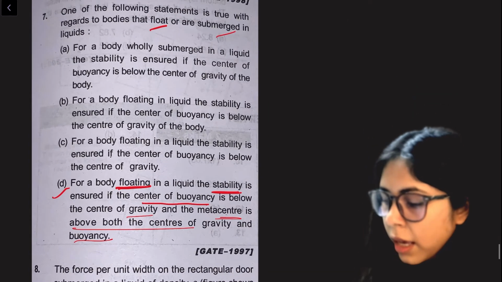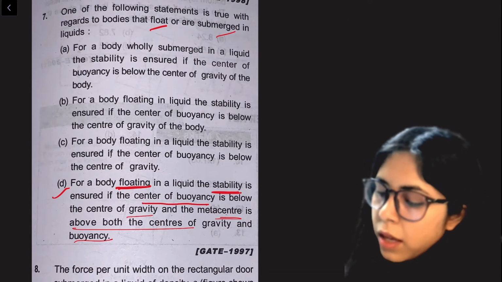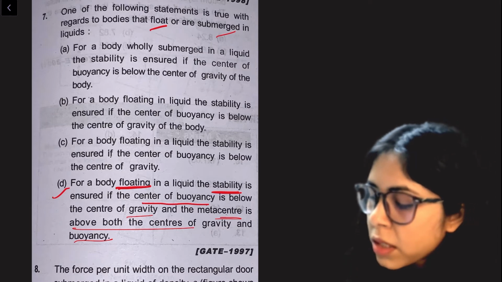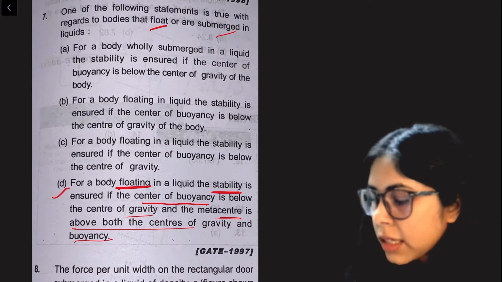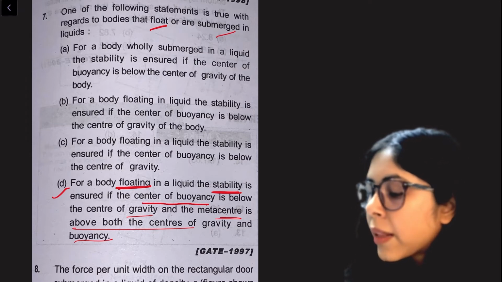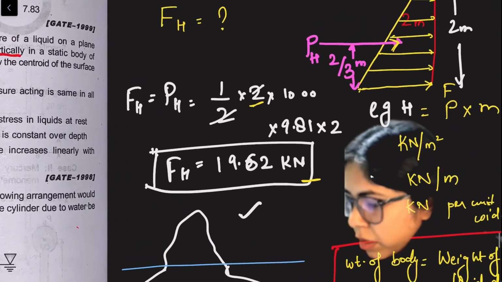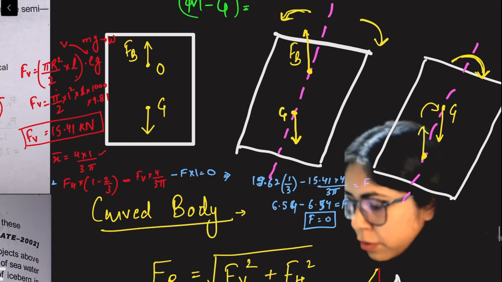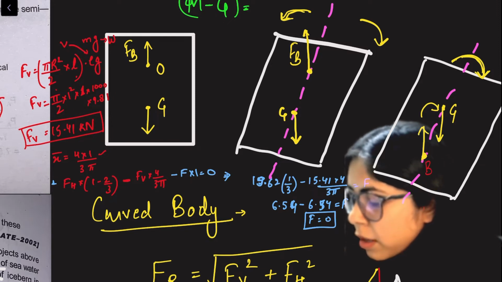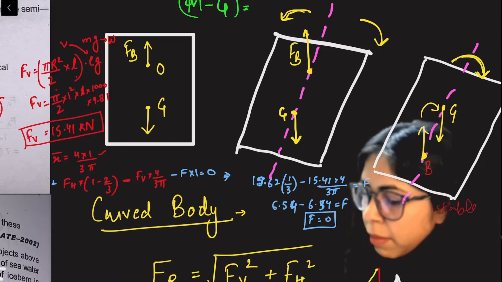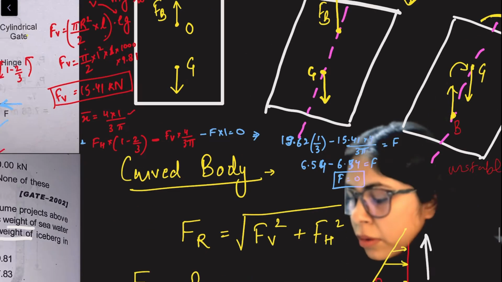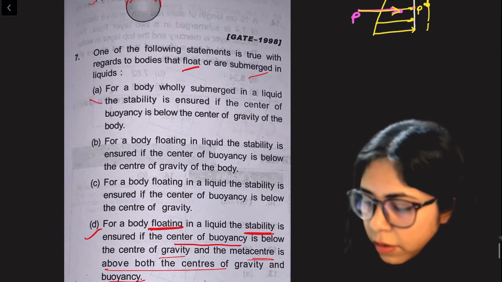So why are A, B and C not correct? Let's say A: for a body wholly submerged in a liquid, the stability is ensured if the center of buoyancy is below the center of gravity. We have seen in one of the previous questions, where I showed that if the center of buoyancy is below the center of gravity, it is an unstable condition. The stable condition is when the center of buoyancy is above the center of gravity. So A is definitely wrong.